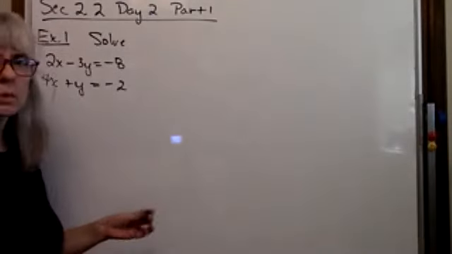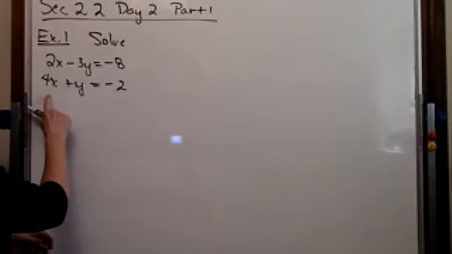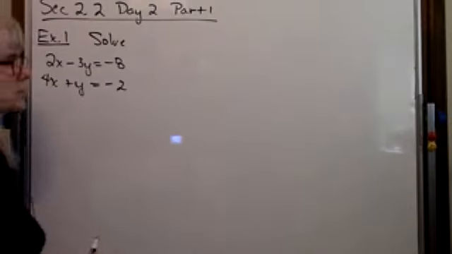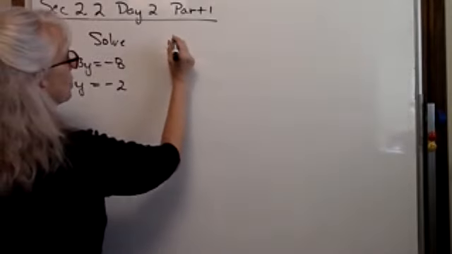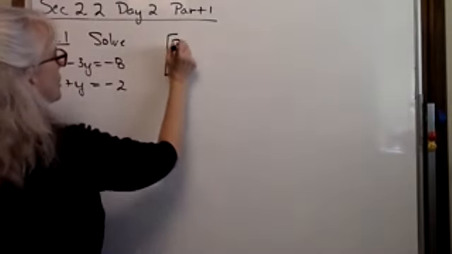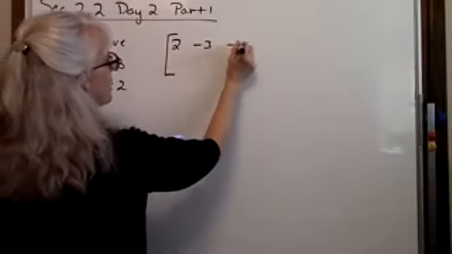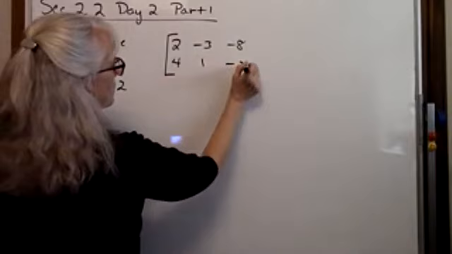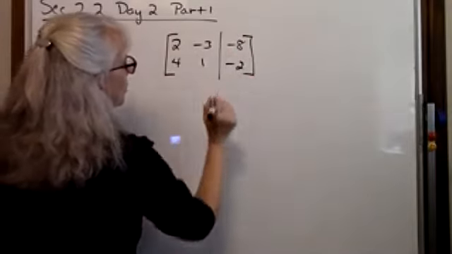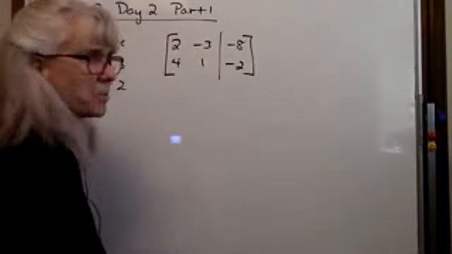So here's our initial system of equations. 2x minus 3y equals -8. We also have 4x plus y equals -2. So the first step is to turn it into its augmented matrix. The matrix that would go along with this system would be 2, -3, -8, followed by a 4, 1, -2. Now we need to row reduce it.